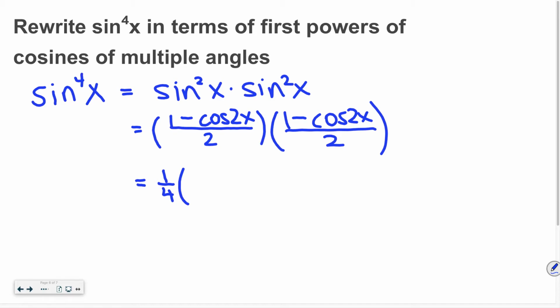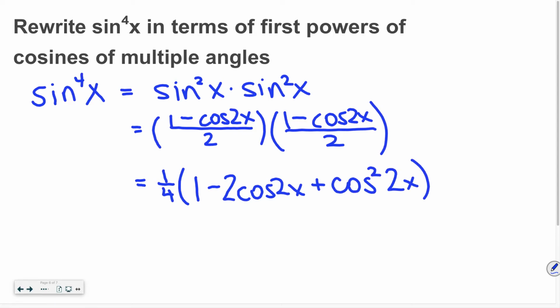Okay, so we have 1 times 1. 1 times negative cosine of 2x. Negative cosine of 2x times 1, so we end up getting 2 of those. Then we're taking negative cosine of 2x times negative cosine of 2x, so we're getting a positive cosine squared of 2x. The cosines multiply together. The angle stays the same. That's the only reason why we can multiply the cosines together.